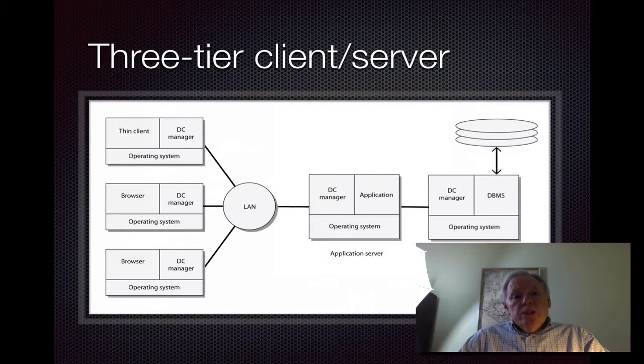The chapter also discusses the three-tier client server. These three tiers consist of a thin client or browser that issues a request to an application server, which then issues a request to a data server for particular records. And the DBMS on the data server retrieves those records, passes them back to the application server, which then passes them back to the thin client or browser on typically a personal computer.